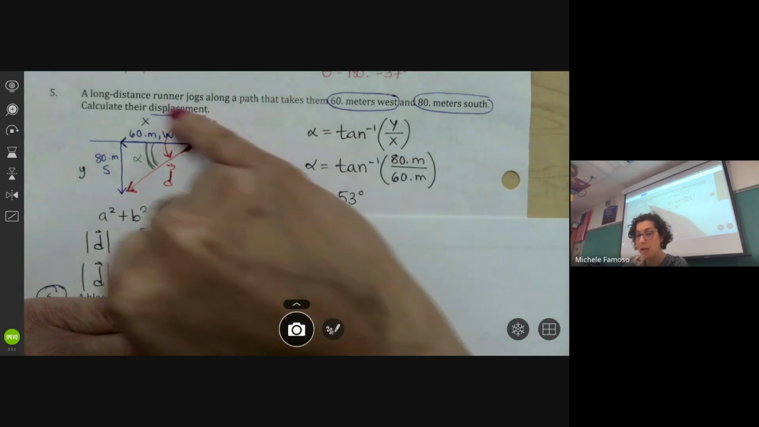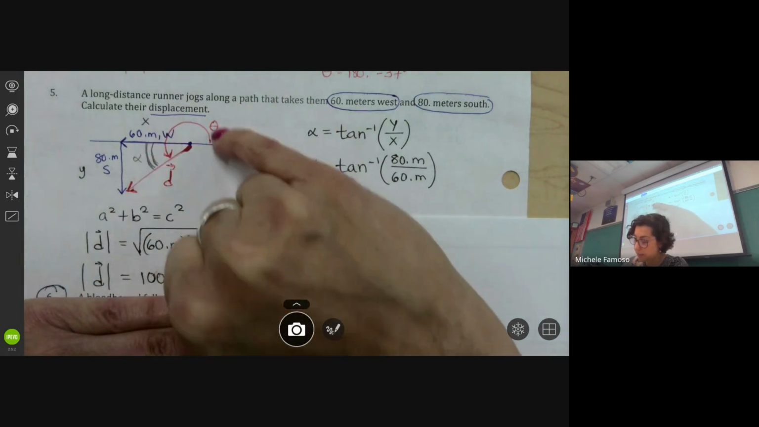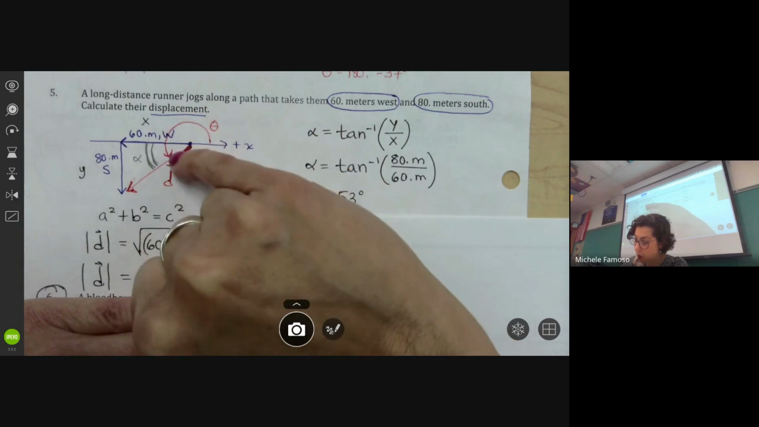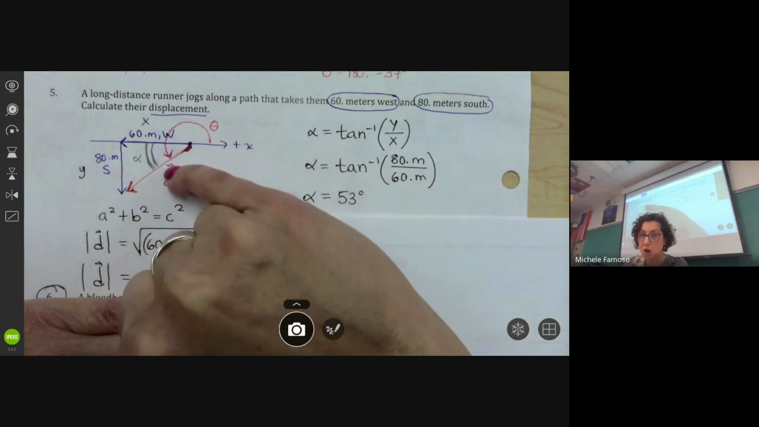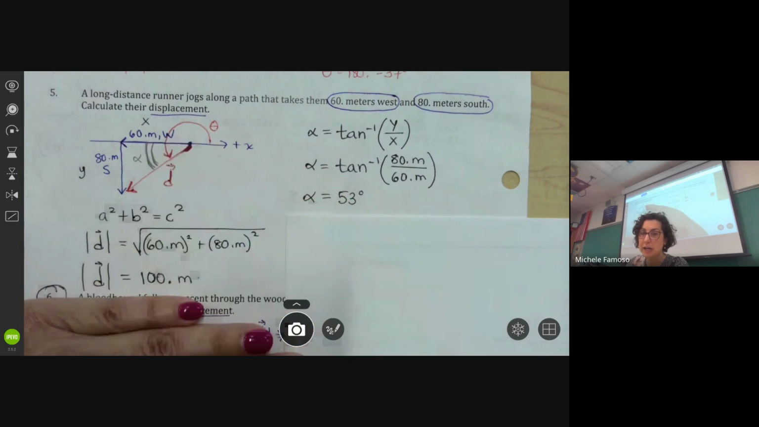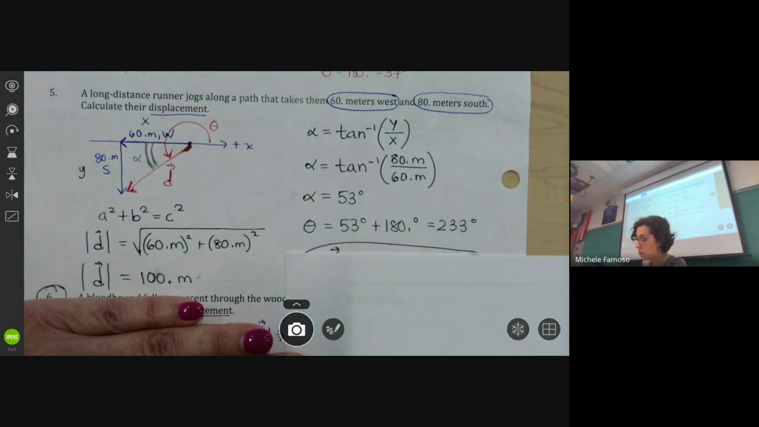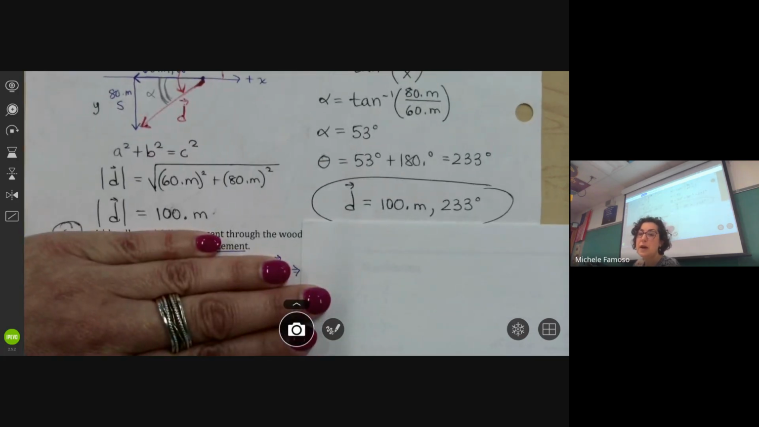So now, when I look at this picture, I can see that the angle I need is from here all the way to there, where the angle I found is just this little part of that large arc. So I'm going to add 180 degrees to that to put it in the correct quadrant, which gives me an angle of 233 degrees. So my final answer for this problem should be 100 meters at 233 degrees.